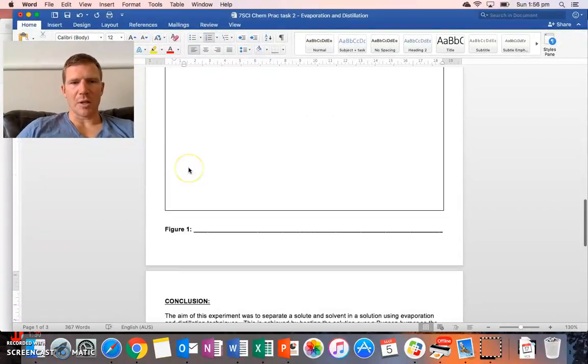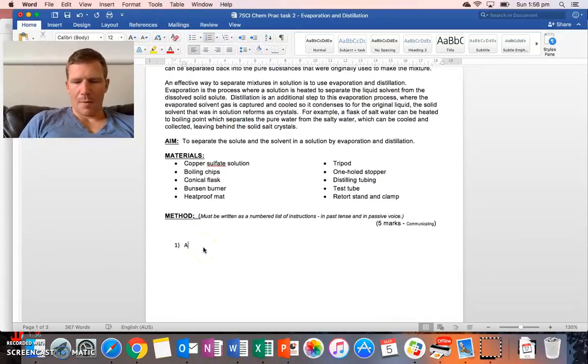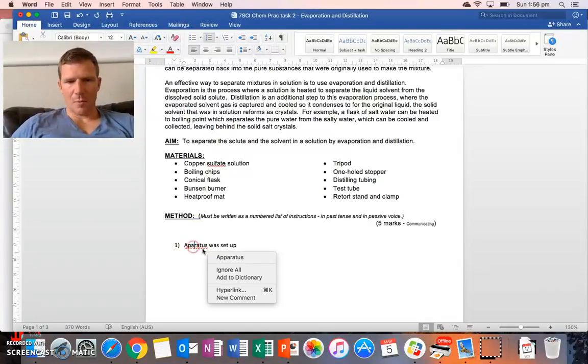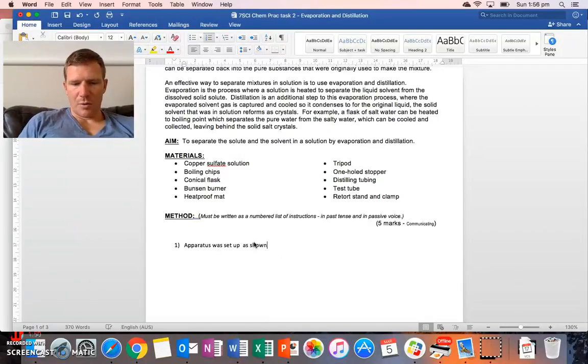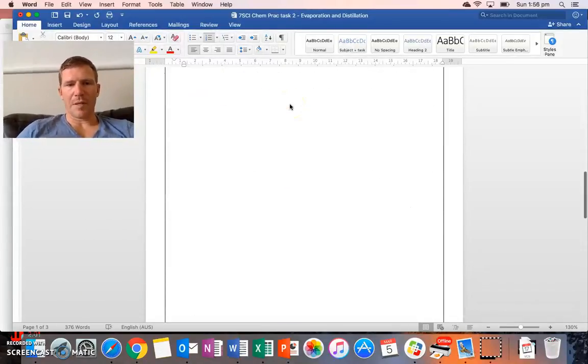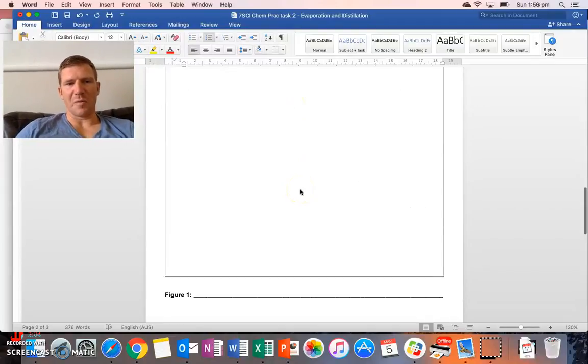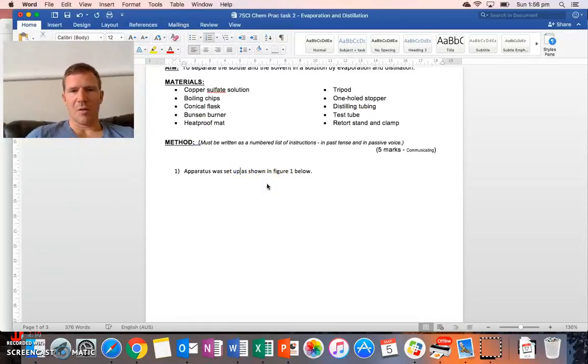So I might change that to: apparatus was set up as shown in figure 1 below. If I look below, this is going to be where my annotated diagram is, and it's called figure 1, so that's why I'm referring to it. So apparatus was set up as shown in figure 1 below.